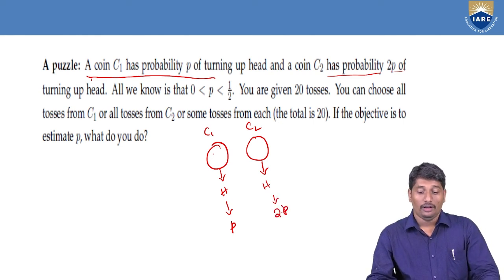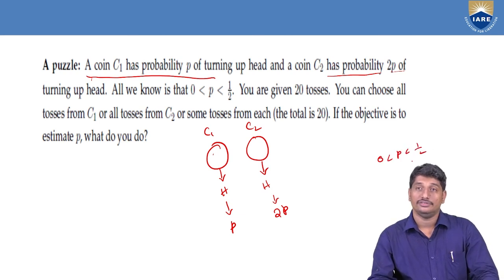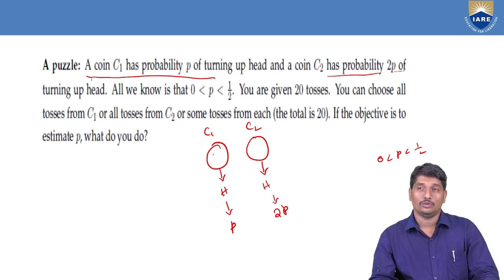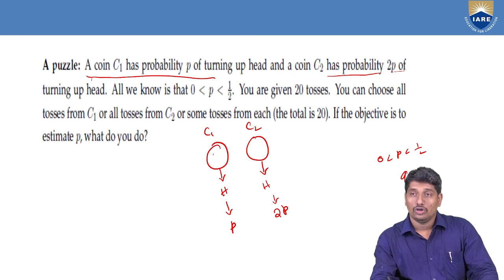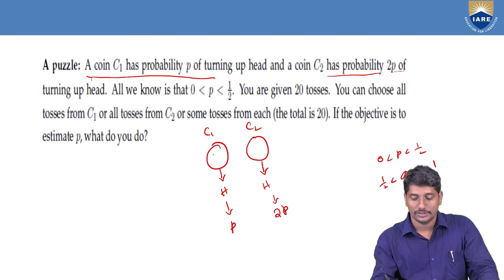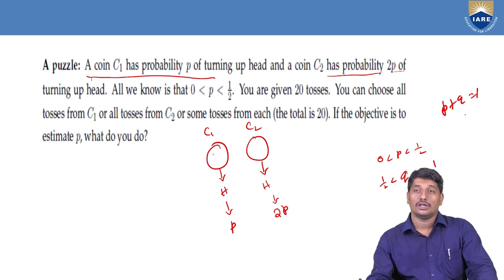And we know that P ranges between 0 and half. It is given that the rate of success of that coin always ranges between 0 to 50%, that means it is less than 50%. And that means Q will range from 50 to 100%, that is from 1 by 2 to 1, because P plus Q is equal to 1, so automatically we have this conclusion.